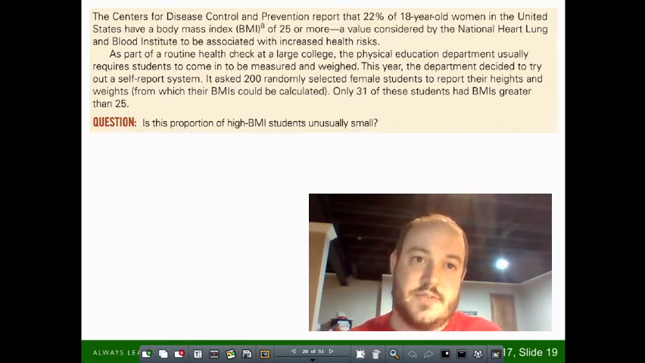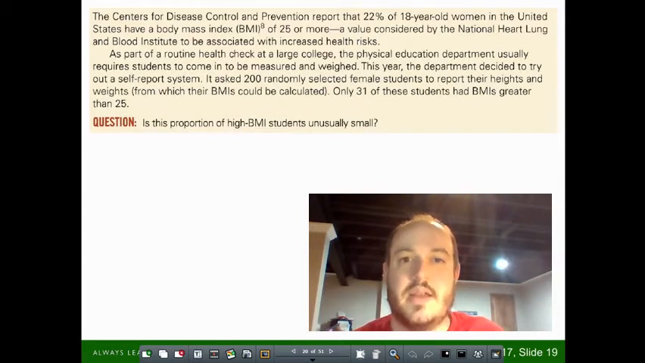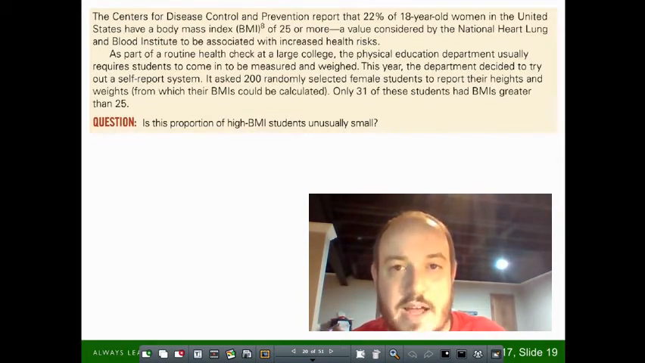It says the Centers for Disease Control and Prevention report that 22% of 18-year-old women in the United States have a body mass index, BMI, of 25 or more, a value considered by the National Heart, Lung, and Blood Institute to be associated with increased health risks. In other words, if you're 25 or more, you're fat.